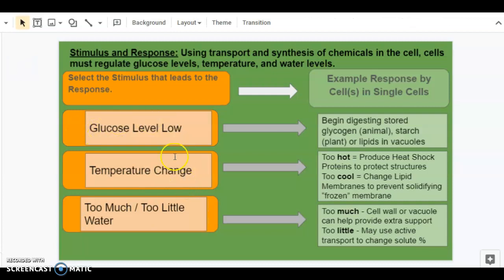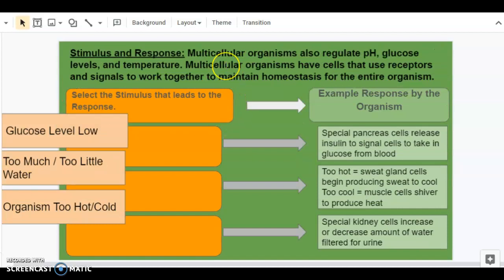These are all examples of stimulus and response behaviors of the cell based on the stimuli in their environment or inside the cell. But what if it's not just one cell? What if it's many cells working together? In the case of multicellular organisms, the multicellular organism can use special cells in areas of its body to receive information and to signal what the cell should do to maintain homeostasis for the entire organism.